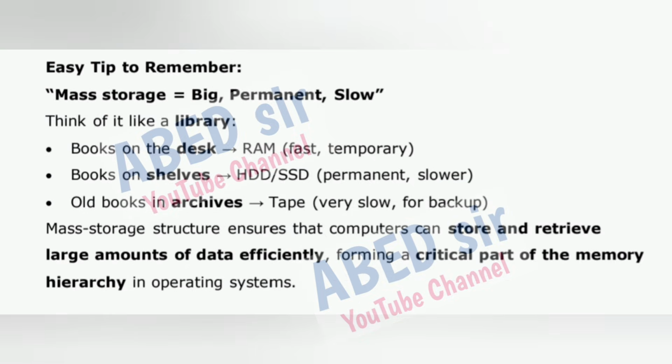Easy tip to remember. Mass storage equals big, permanent, slow. Think of it like a library. Books on the desk, RAM, fast, temporary. Books on shelves, HDD, SSD, permanent, slower. Old books in archives, tape, very slow, for backup.